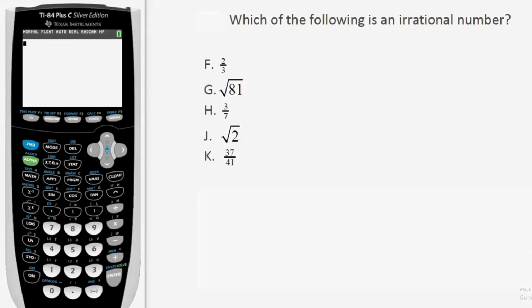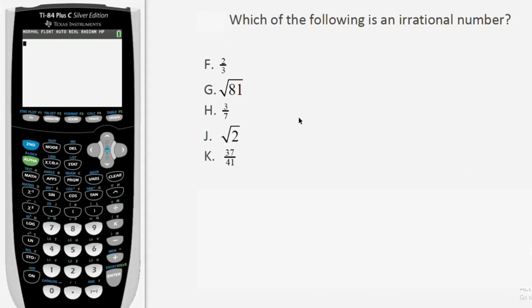In this video, we're going to learn how to solve this ACT math question easily and fast using the TI-84 plus scientific calculator. Alright, so the question says, which of the following is an irrational number? Now guys, to solve this question, you have to know what an irrational number is. An irrational number is simply a number that cannot be expressed as a ratio of two integers. Basically, irrational numbers don't have a repeating decimal.